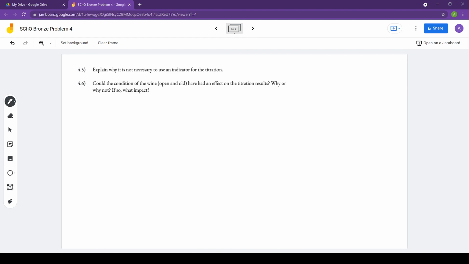So why is it not necessary to use an indicator for this titration? What exactly was this titration? We had ferrous sulfate, just to remind us, reducing the permanganate to Mn2+. That's the backbone of my redox reaction. So what do we know about MnO4 minus and Mn2 plus? Mn2 plus is actually colorless.